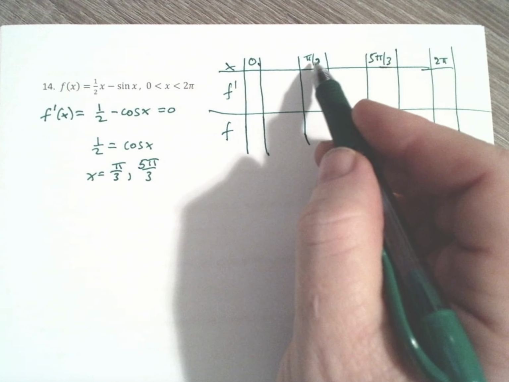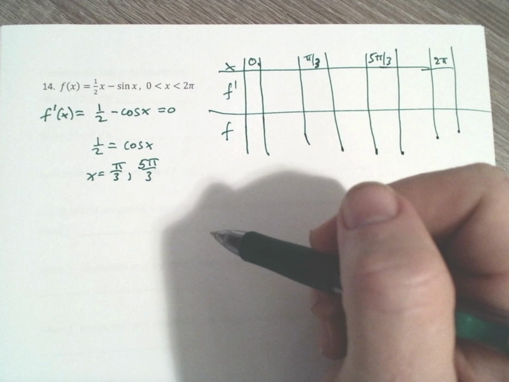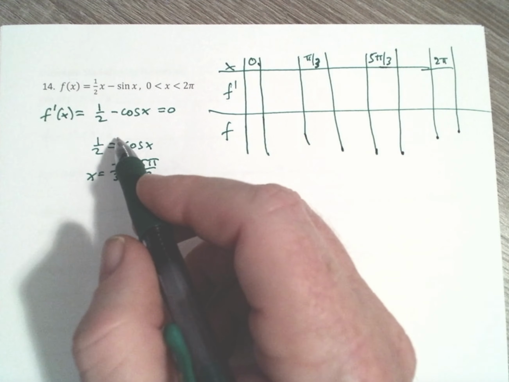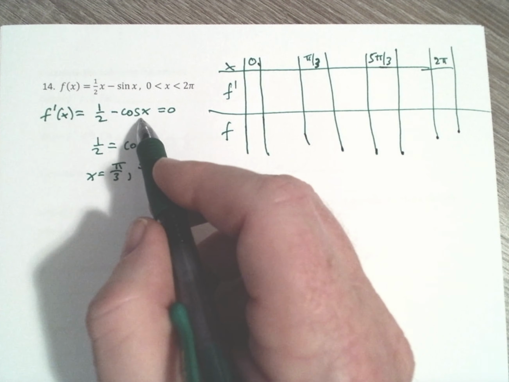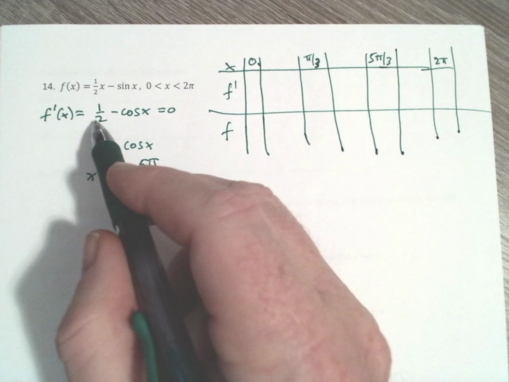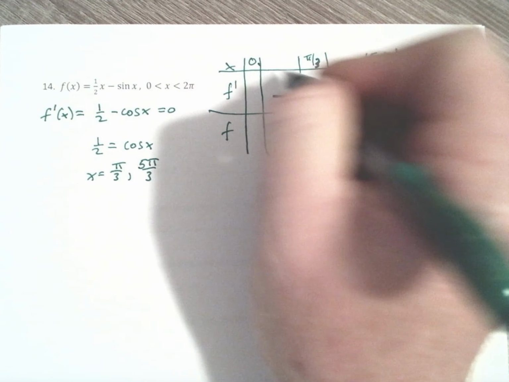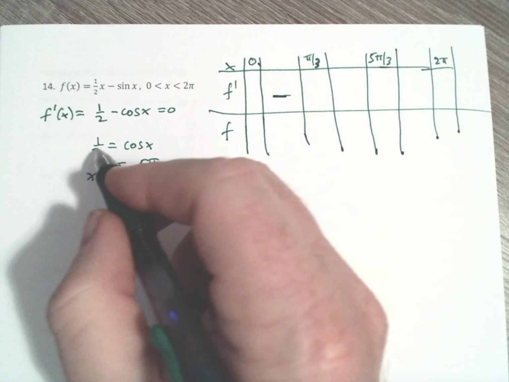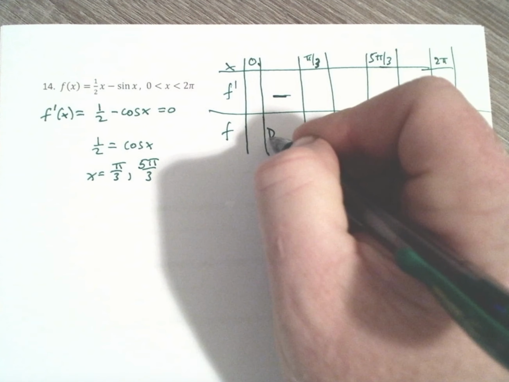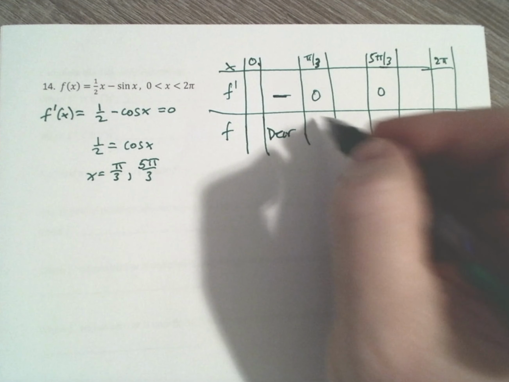Give me an angle in between 0 and pi over 3, and we'll just say pi over 6. The cosine of pi over 6 is radical 3 over 2, and 1/2 minus radical 3 over 2 is going to be a negative number, because radical 3 is bigger than 1. So that's going to give me a negative number. Again, we're 0 here and we're 0 here.